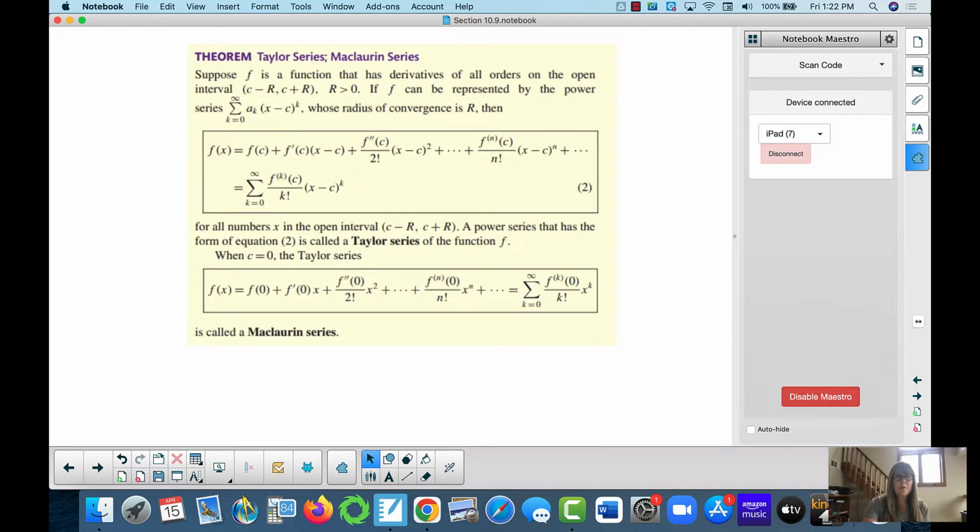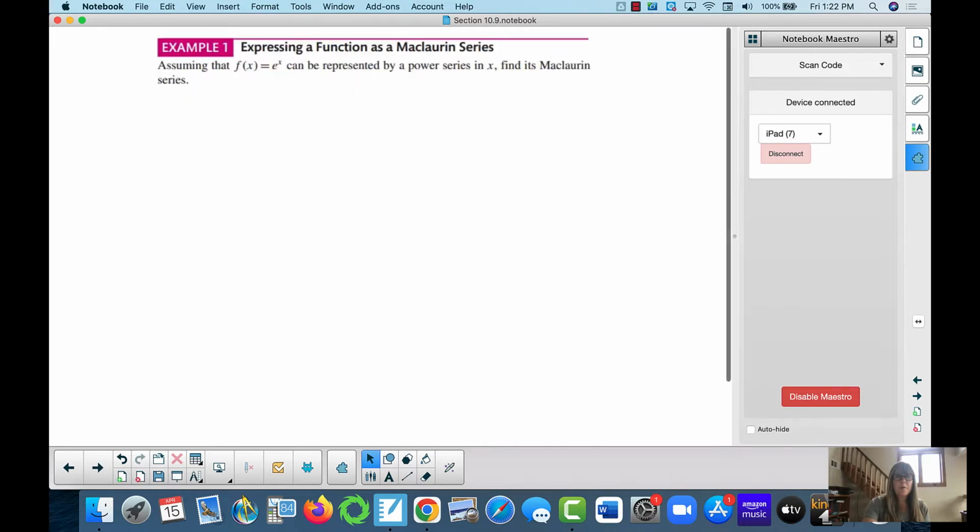A Maclaurin series just happens to be a Taylor series where c is 0. So that's why we're going to look at Maclaurin series most often, because they're the easier ones to work with when c equals 0. So here, we can find a Maclaurin series to represent e to the x by using that definition for the Maclaurin series.